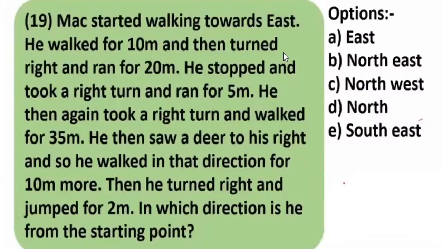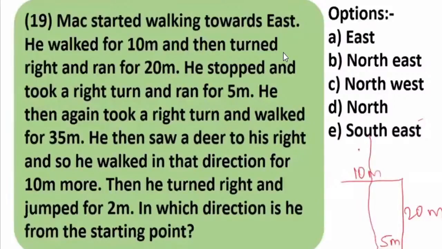Mac started walking towards east, so it is a direction sum. Draw the north. Mac walks towards the east. He walked for 10 meters, so this is 10 meters. He then turned right and ran for 20 meters. This is 20 meters. He stopped and took a right turn and ran for 5 meters. This is 5 meters. He then again took a right turn and walked for 35 meters.